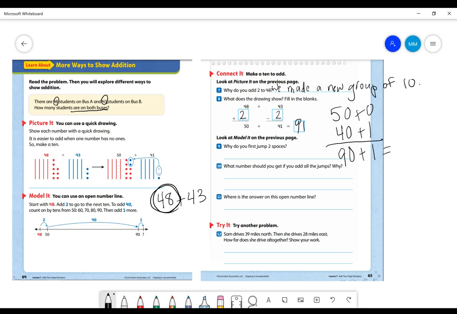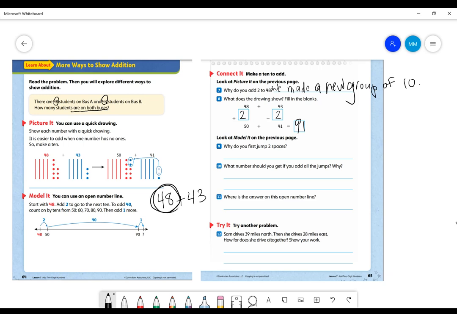So Miss Mason expanded those numbers so I could see my ones and my groups of tens. Whoops. All right, so Miss Mason's going to fix this. A new group of 10. Okay, and now it says to look at the model on the previous page. So we're back to our open number line. It says, why do you first jump 2 spaces? What did we say that we did up top? Why did we add 2 to get to 50? So we could have a group of 10, right?